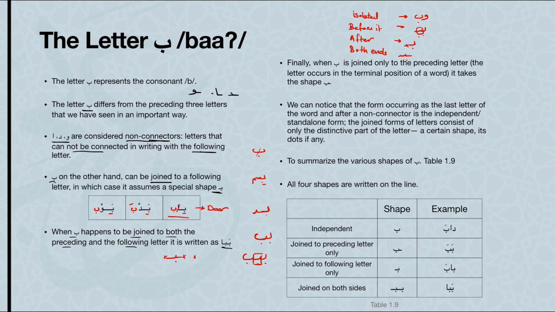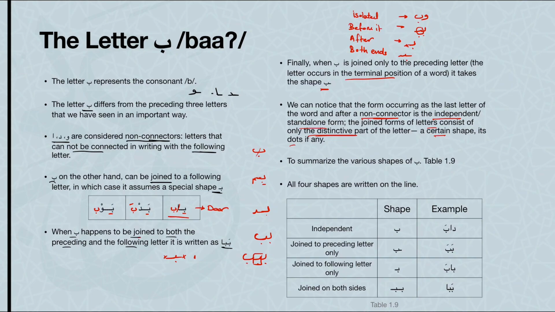As we said, when it happens to join to both preceding and following letters, it's written as the baba. Finally, when ba is joined only to the preceding letter, the letter occurs in the terminal position of a word. It retains its full shape again. We can notice that the form occurring as the last letter of the word and after a non-connector is the independent and standalone form. The joined forms of letters consist of only the distinctive part, only the things that make it distinguishable from other letters: a certain shape, its dots, if any.